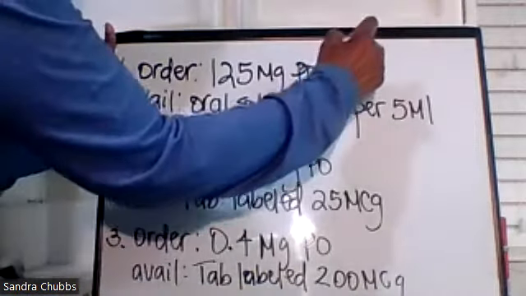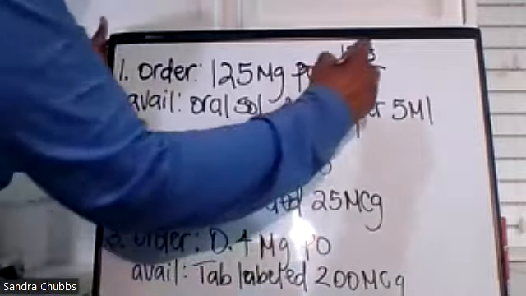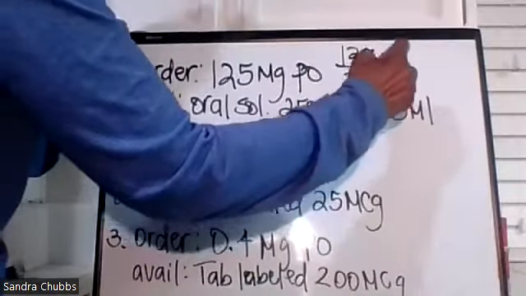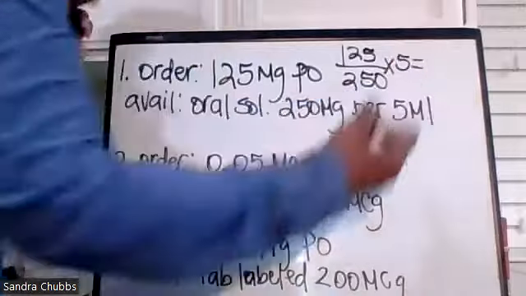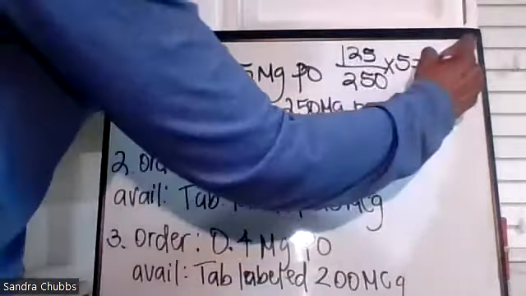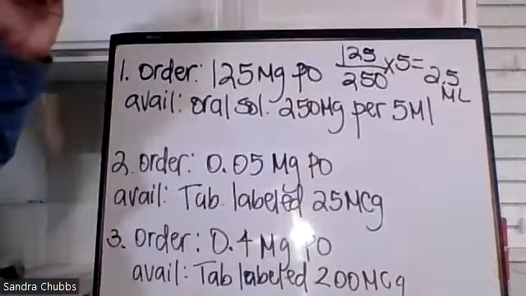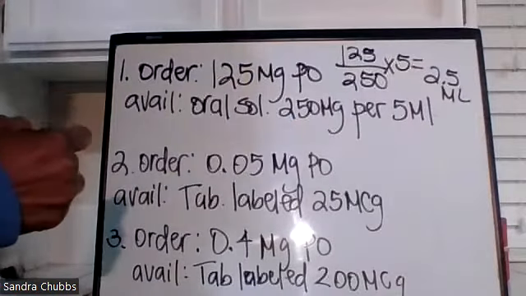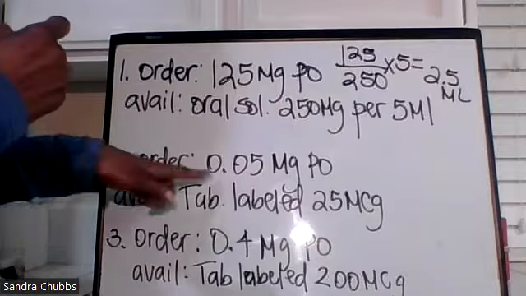The setup is 125 divided by 250 times 5. And the answer comes out to 2.5 milliliters. Very simple, right? Number two is another D over H.